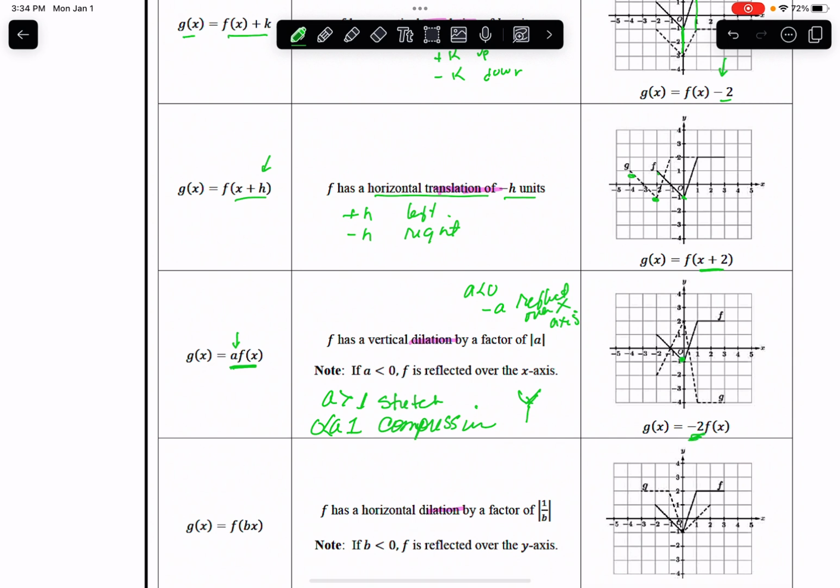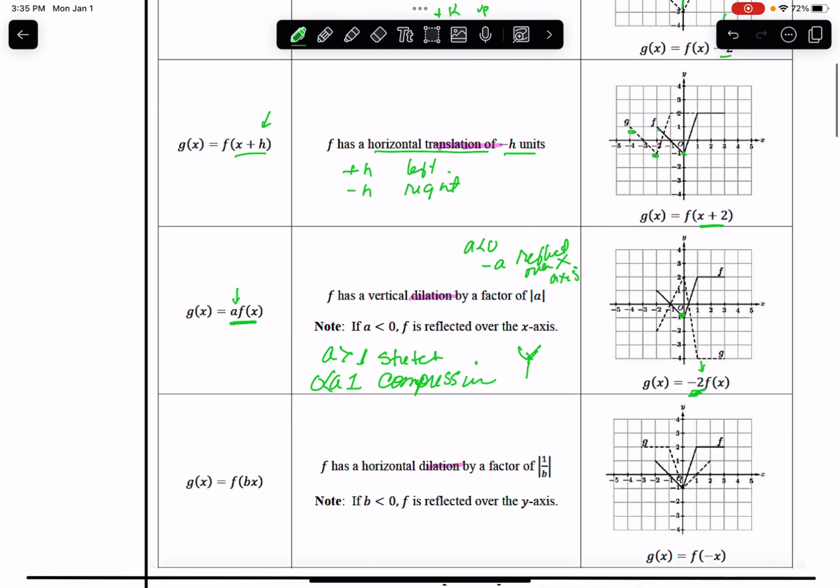If you look at what happened in the picture, they reflected it over the x-axis, and they stretched it by a factor of 2. So every y was multiplied by 2, and then it was reflected over the x-axis.